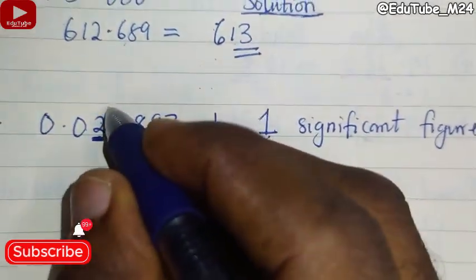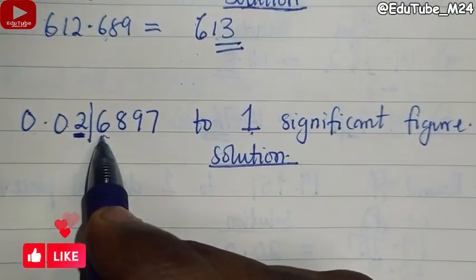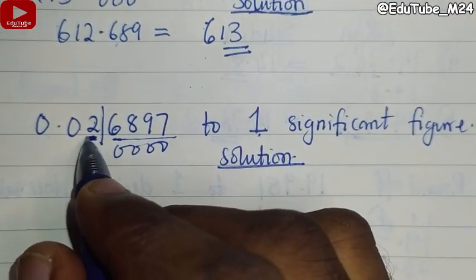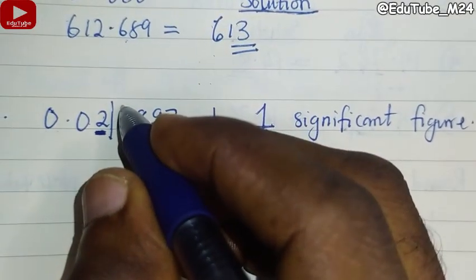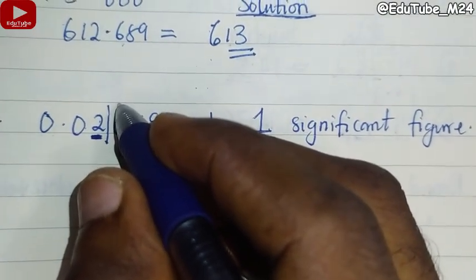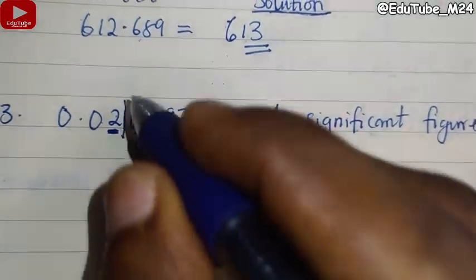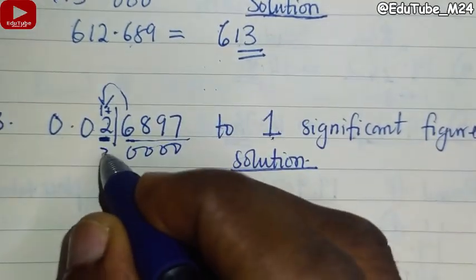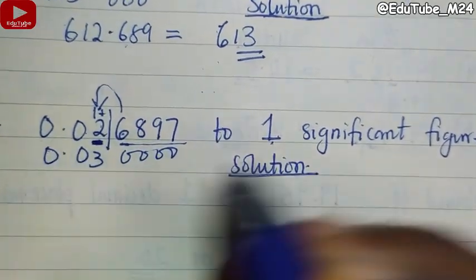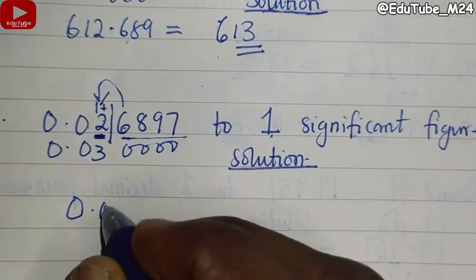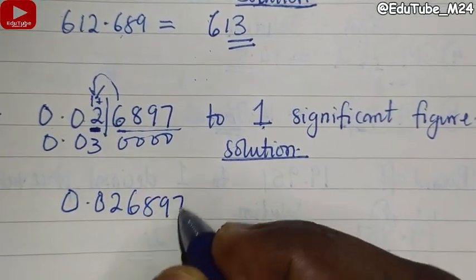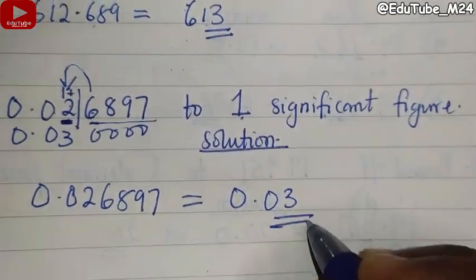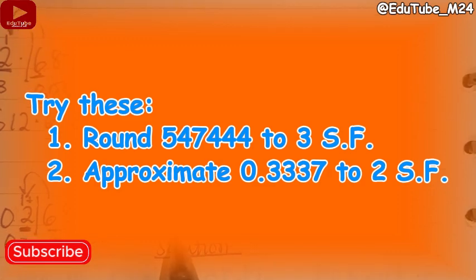So then we put a demarcation. All the numbers after this 2 will be evaluated to 0, and then we consider whether the nearest number to this first significant figure is between 0 to 4 or between 5 to 9. So it is between 5 to 9, so it's going to give out 1 to this 2. So 1 plus 2 will become 3. So we write 0.0. So our answer, 0.026897 to one significant figure, will become 0.03. So that is all about rounding off or correcting to significant figures.